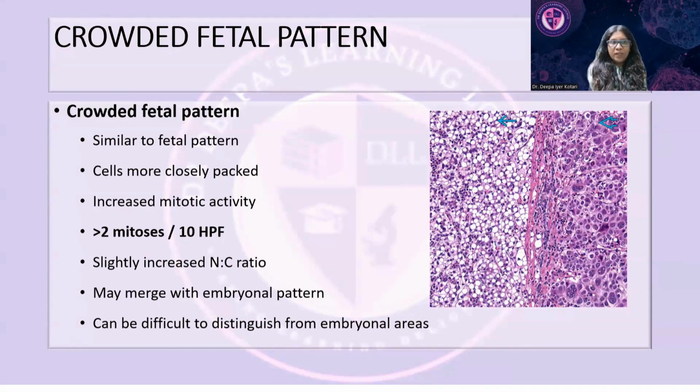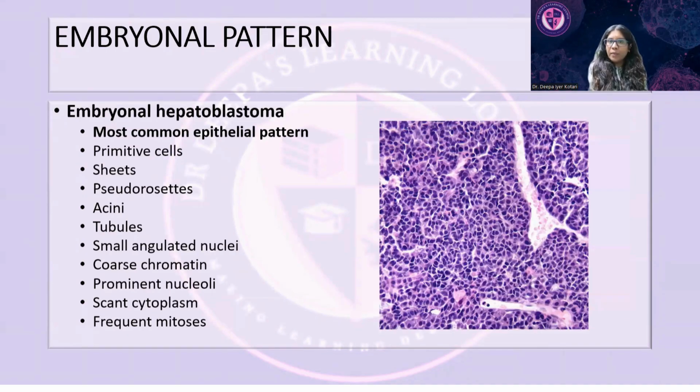So now moving on to the next pattern. The next pattern is the embryonal pattern. The embryonal pattern is the most common epithelial pattern in hepatoblastoma. Compared to the fetal cells, the embryonal cells are more primitive and they tend to occur in sheets, but can also form pseudo-rosettes. If you're seeing there are so many pseudo-rosettes, even in the one that I had shown you, there was embryonal and fetal both of them.